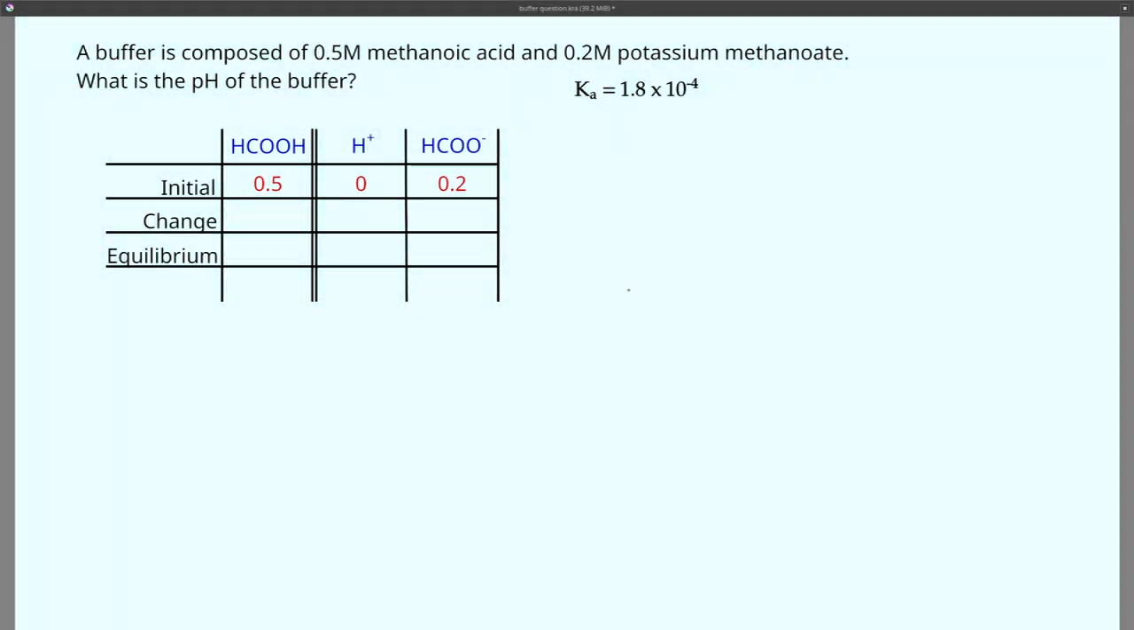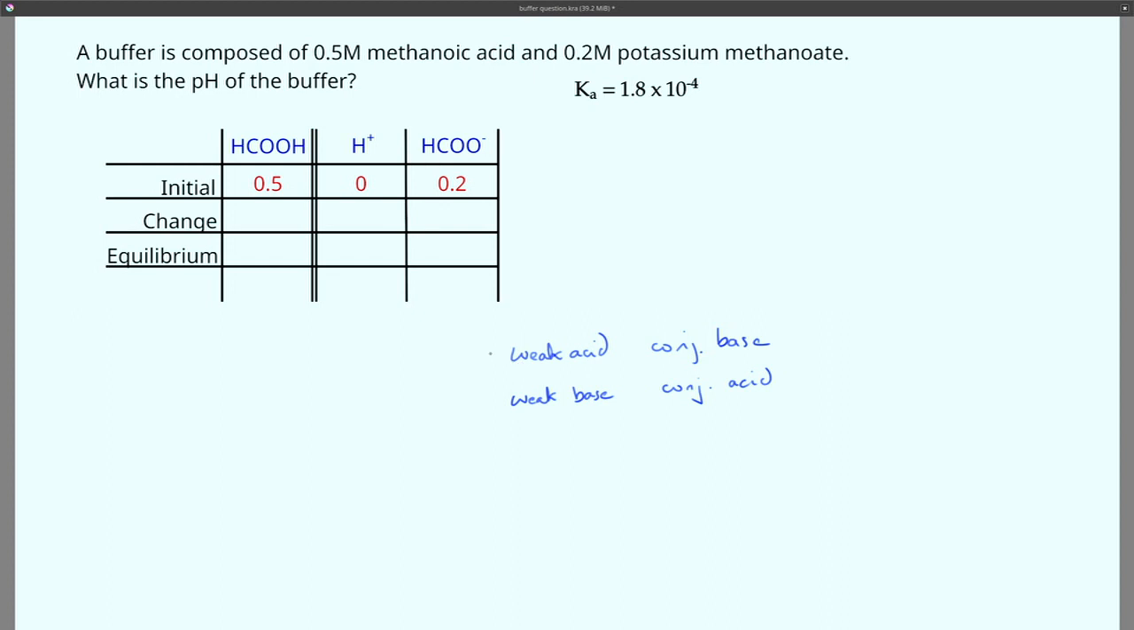Welcome to this video on buffer calculations. Previously we looked at buffers, and you should be able to remember that a buffer is made of a weak acid and its conjugate base, or a weak base and its conjugate acid.